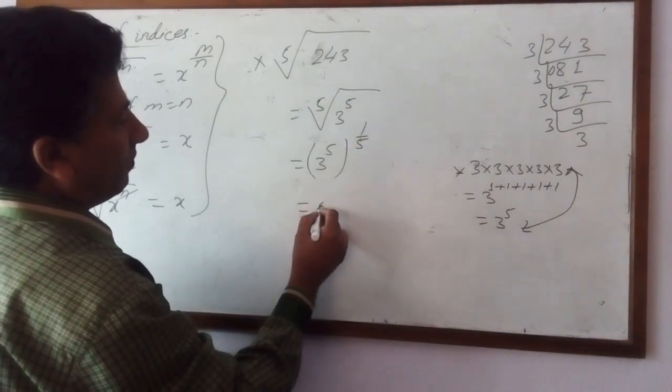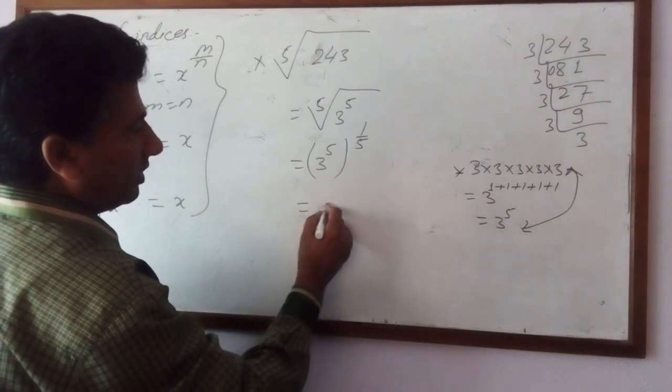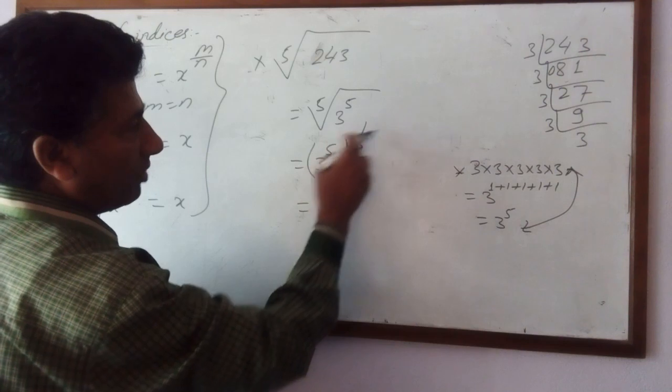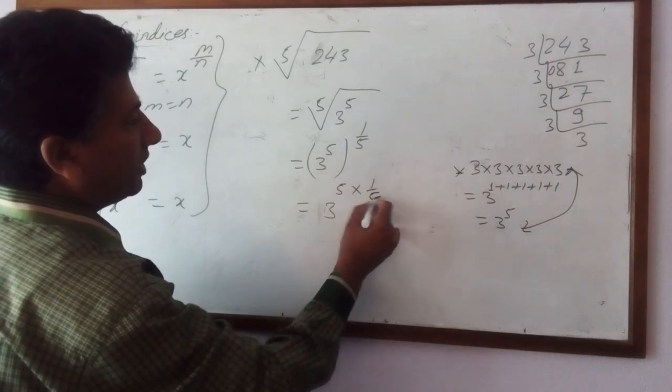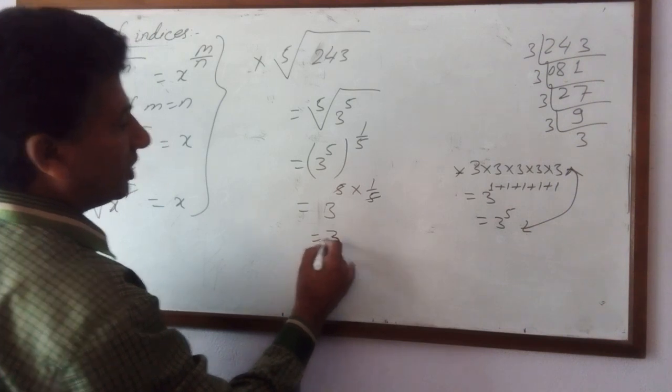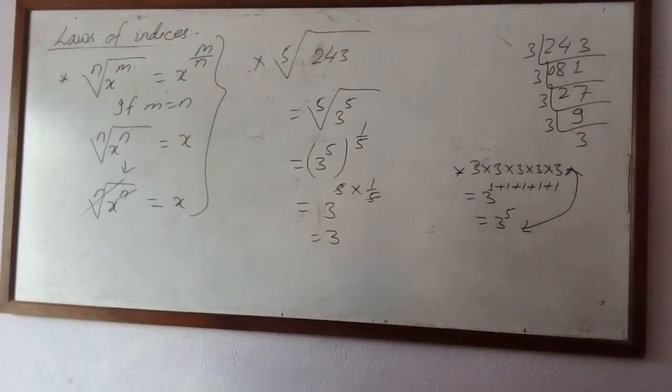Now 3 power 5 is a term, a factor, and it has an external power. Then we can multiply this and this. 3 power 5 times 1 by 5. The 5 and the 1 by 5 cancel, and this equals 3. Now the answer of this one is 3. This is the fifth root.